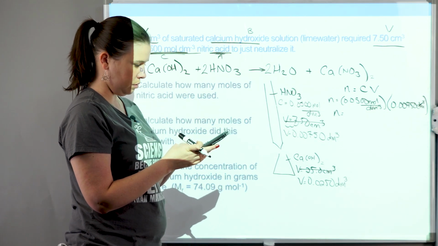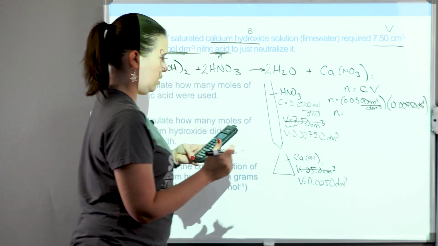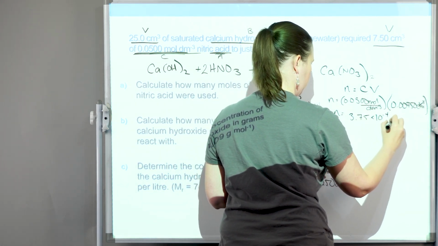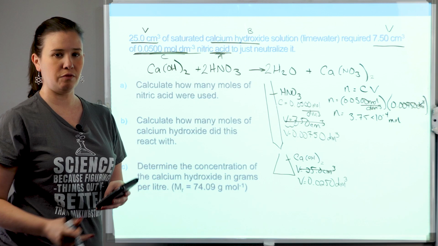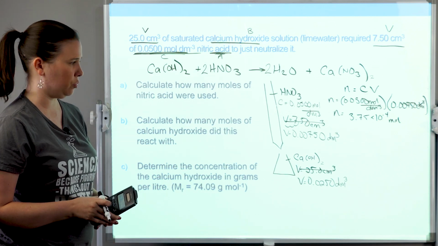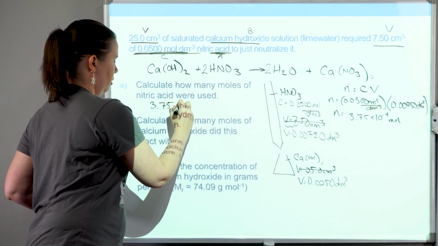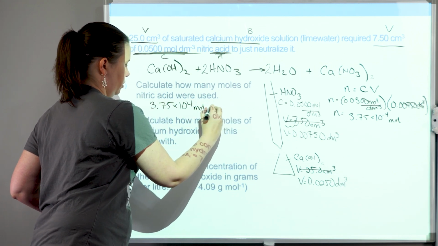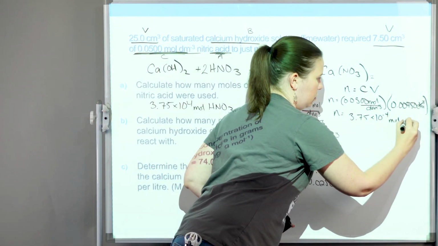We've got 0.05 times 0.0075. And I get 3.75 times 10 to the negative fourth moles. Now the calculator does say 0.000375, but IB does have a heavy preference towards scientific notation, so I'm going to go ahead and use that because it's a pretty small number. So that's going to answer my first one: 3.75 times 10 to the negative fourth. And when I'm writing my final answer, I'm going to specify moles of what? The nitric acid, or HNO3. So I really should have done that here too.